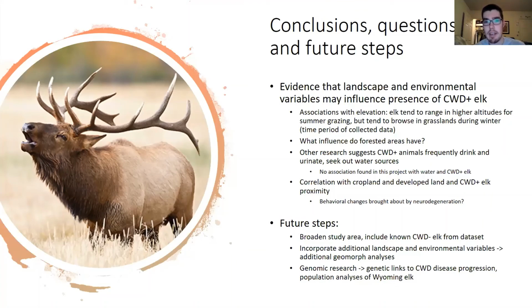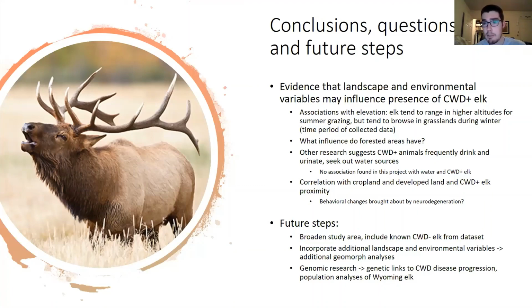Something I did find interesting is that other research suggests that chronic wasting disease infected animals frequently drink and urinate, and consequently seek water sources. So I was a little bit surprised that there was really no association with water, whether that be the moisture index or the actual land cover type for water found in this study. I also thought the correlation with cropland and developed land to be interesting. So the question becomes, maybe there are some behavioral changes in elk that are infected, brought about by neurodegeneration. Maybe they're less afraid of humans or encroaching on human territory.